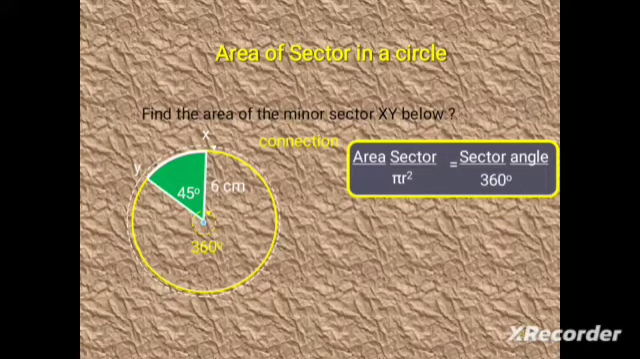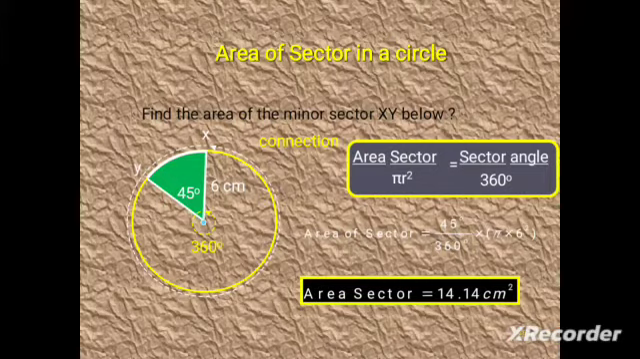So in simple terms, the formula for finding the area of a sector, be it minor or major, is theta over 360 degrees times pi r squared. So answering the question, the area of the sector is 45 over 360 times pi times the radius squared, that is 6 squared. So that will give us 14.14 square centimeters.